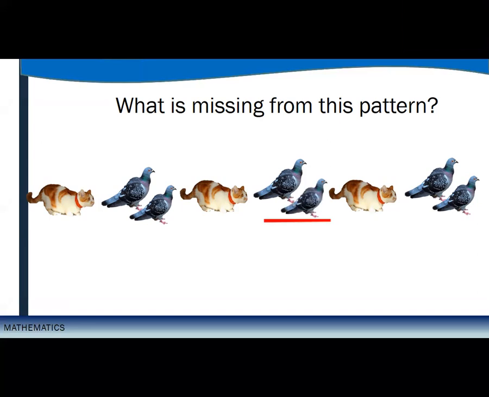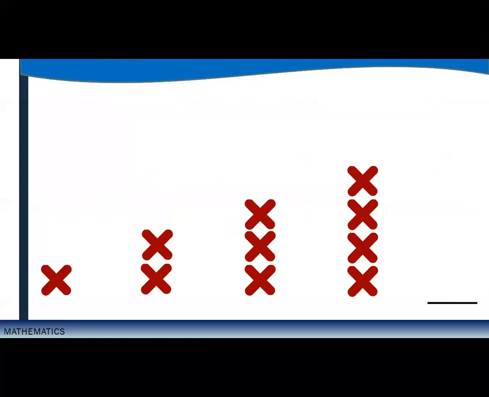So there we have it. How do we know that a bird goes there? Well, we have to look at the clues in the pattern. Notice that wherever we see 1 cat, it is followed by 2 birds. Continuing this pattern, we see that the rule is 1 cat followed by 2 birds. 1 cat and 2 birds. Boys and girls, we are just having fun with patterns.